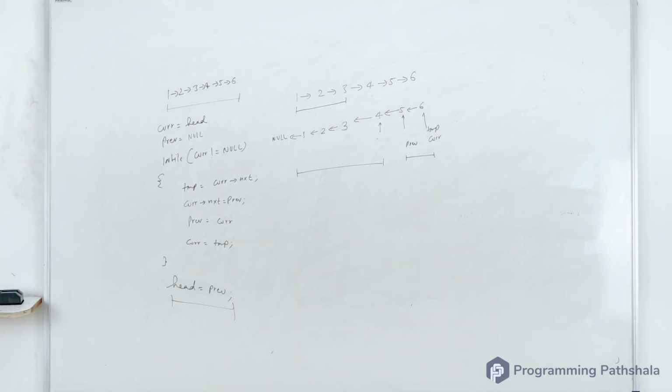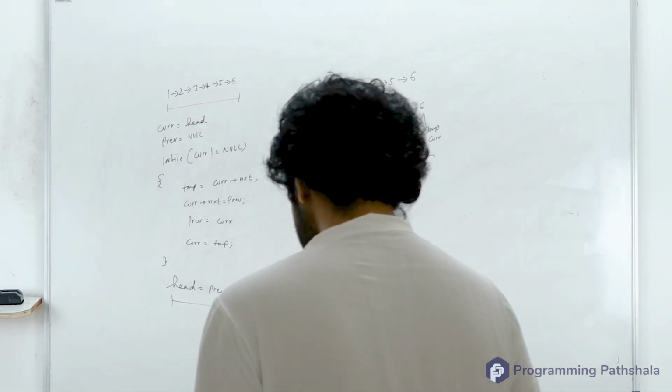What is the time complexity of this entire thing? It's just order n, right? And what is the space complexity? Constant space, right? So this is a really elegant iterative way of getting this thing done.